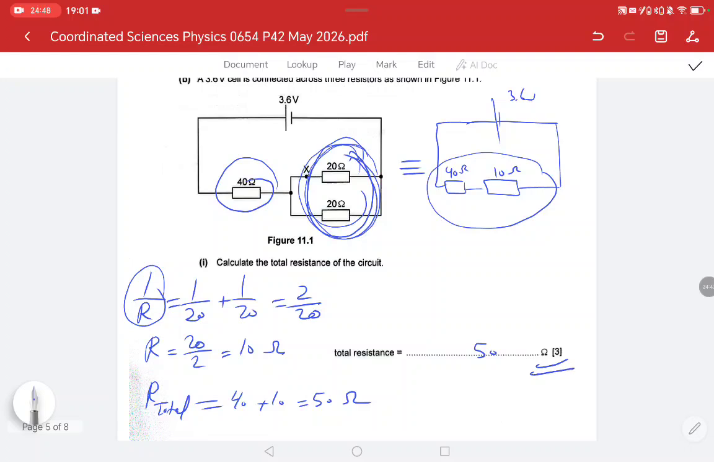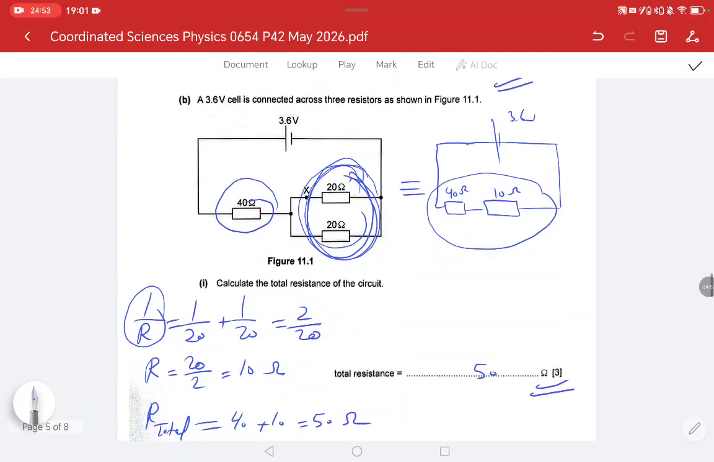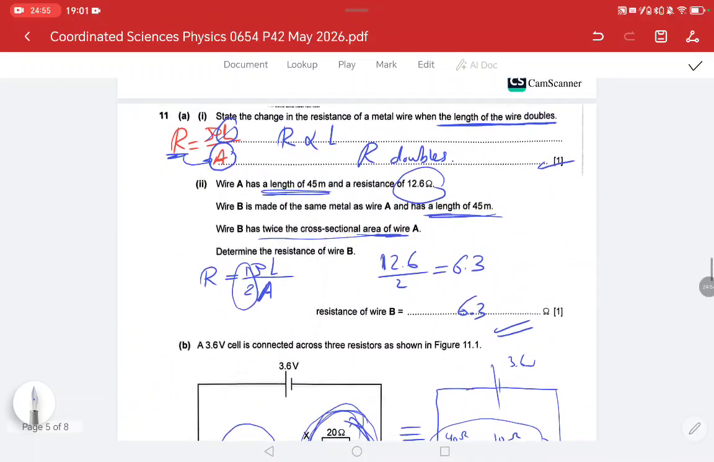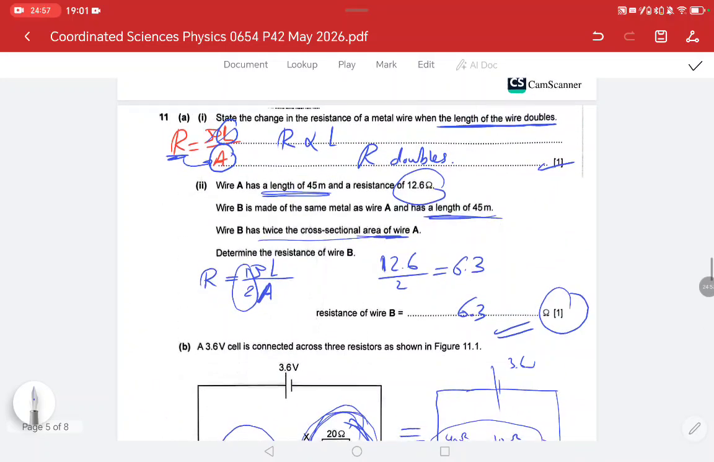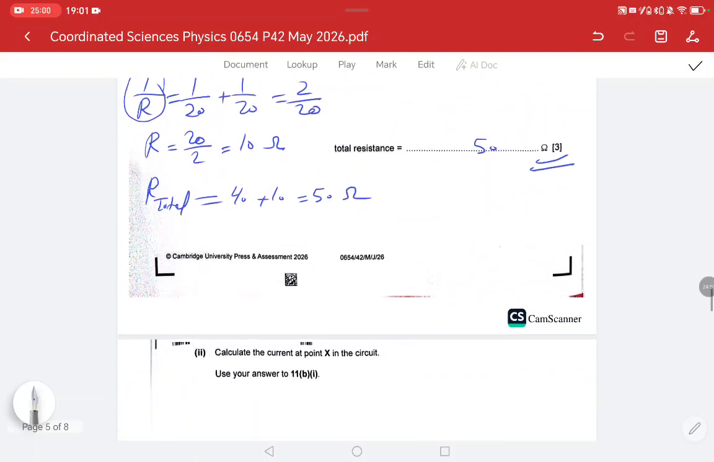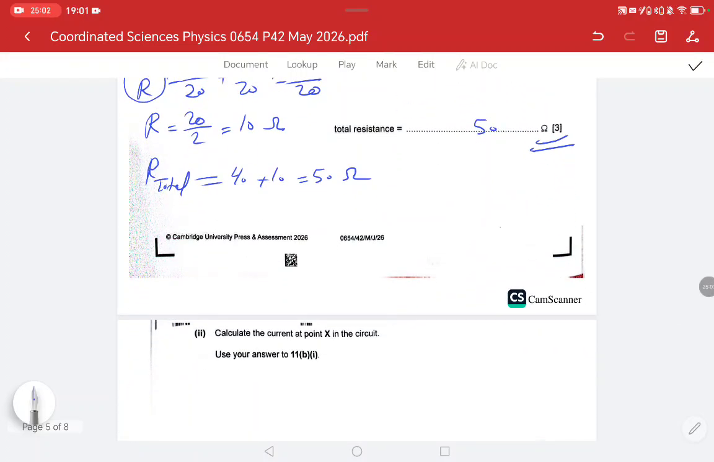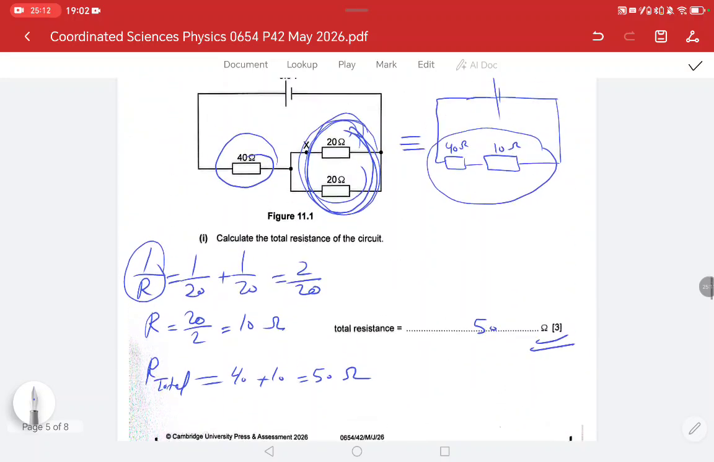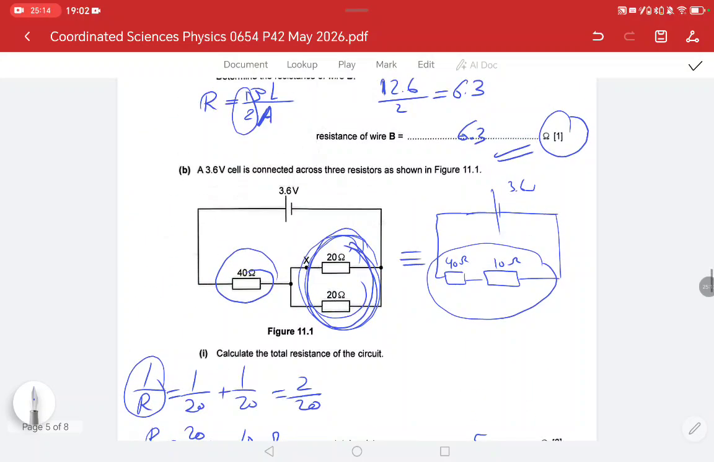This is 3 points. Actually this one of 3 points is easier than that question of 1 point. Okay, calculate the current at point X in the circuit. We need the current here. Let's make it in red. We're talking about current I from here, from the positive. So I is there.